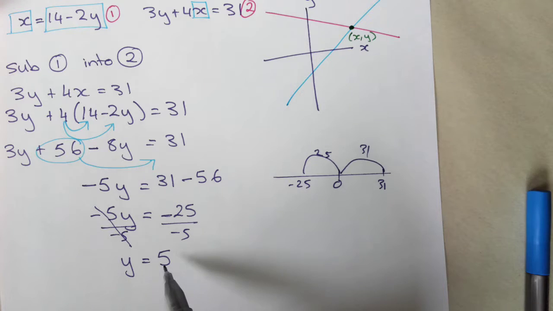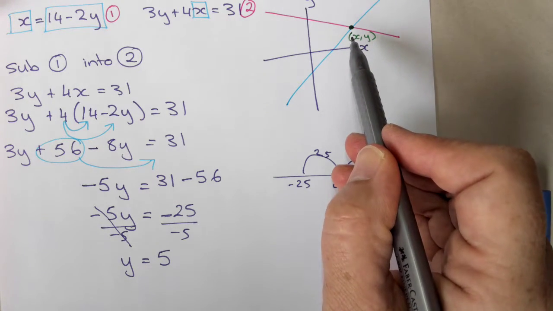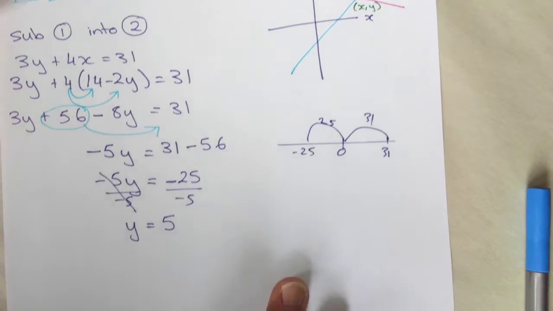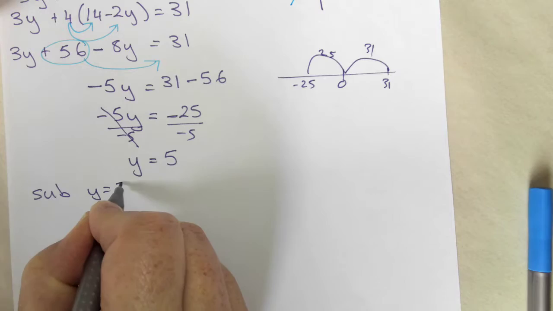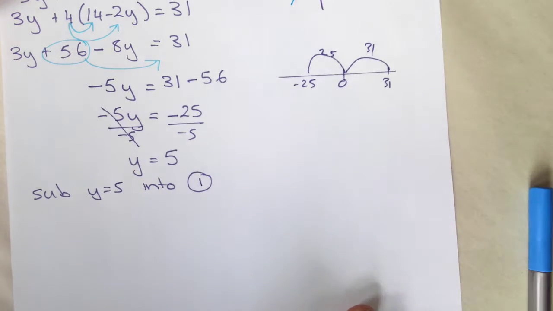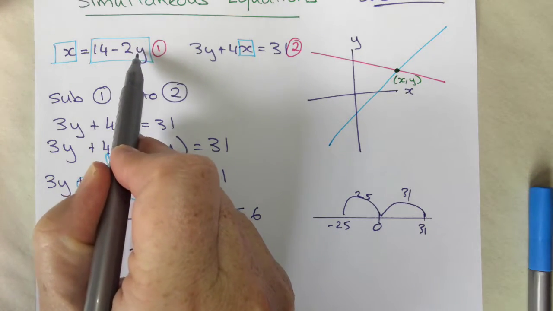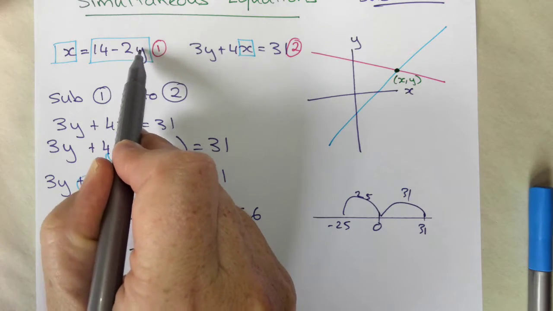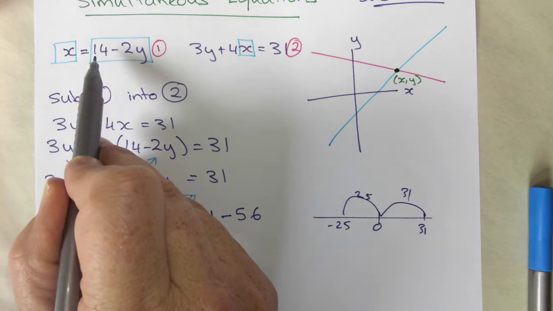Have I finished solving it? No, I need to still find what that x coordinate is. So that's what we need to do now. So now my next step is I'm going to substitute y equals 5 back into equation number 1. Now why am I going to do equation number 1? Because if I substitute y equals 5 in here, I've already got the equation in the form x equals a bunch of stuff that I can just calculate.